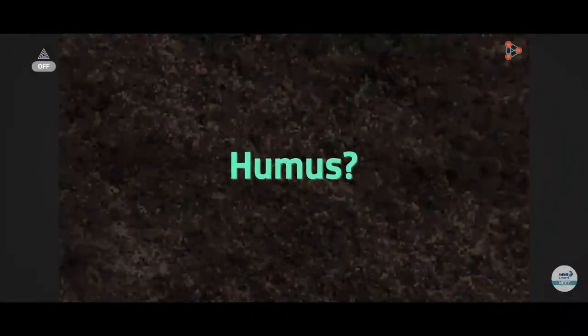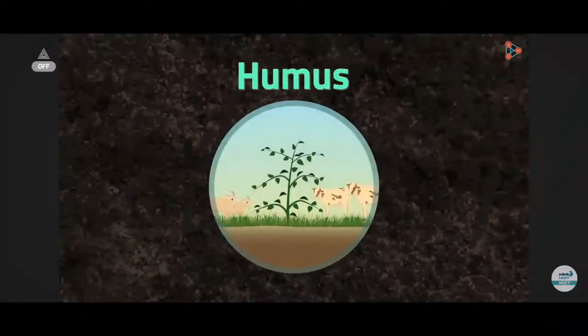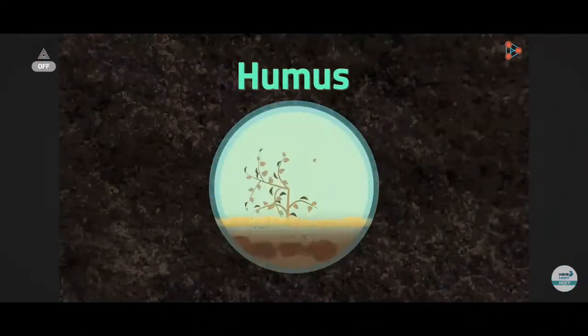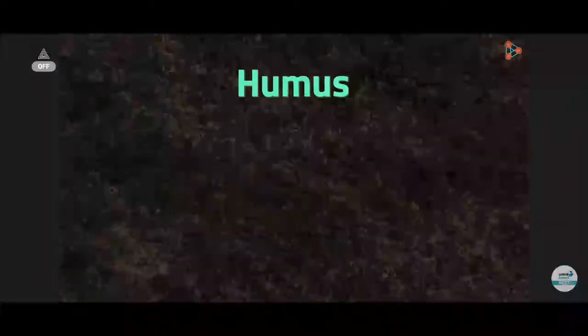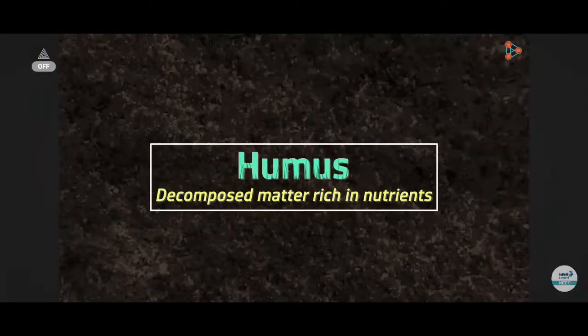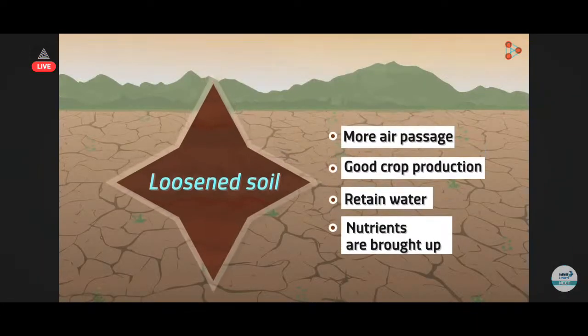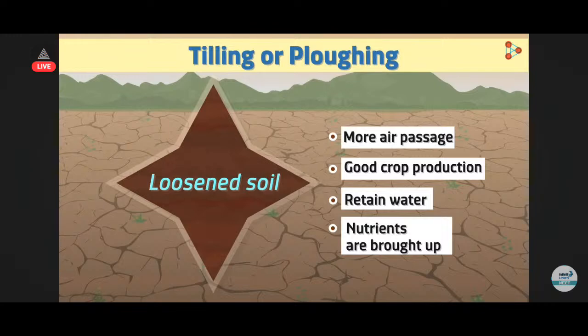What exactly is humus? As we know, all living things die, their remains are decomposed and nutrients are returned back to the soil. It is what plants depend on for nutrients. We call it tilling or ploughing in agriculture.